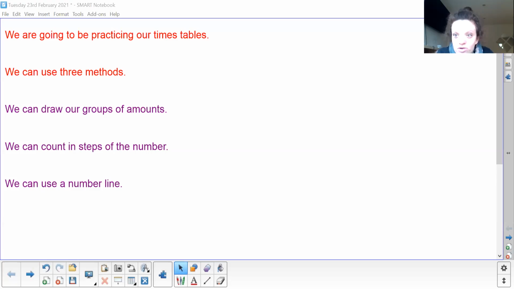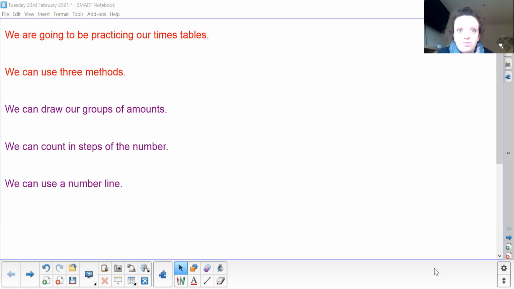Okay, I'm going to do a model of a times question and a model of a divide question with you, and then I'm going to let you have a go at doing the quiz on Teams. Today we're going to be looking at our 2s, 5s and 10s and a mixture of questions on those times tables. You've got to read the question really carefully.